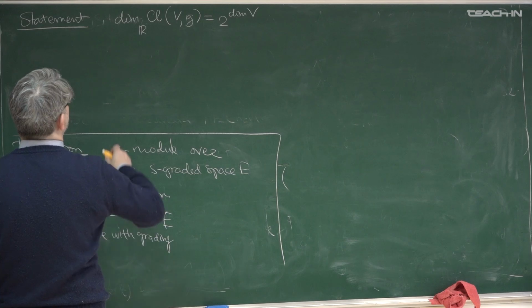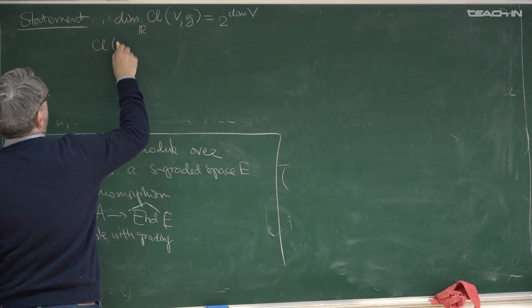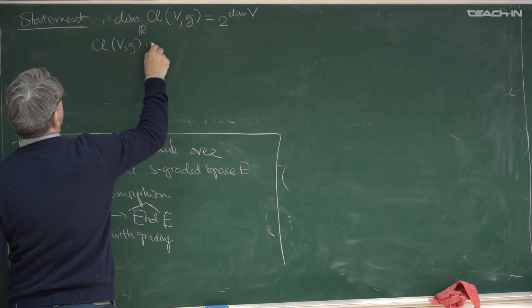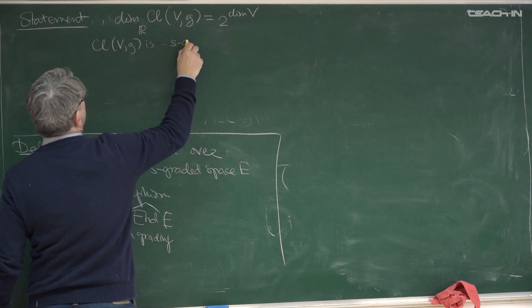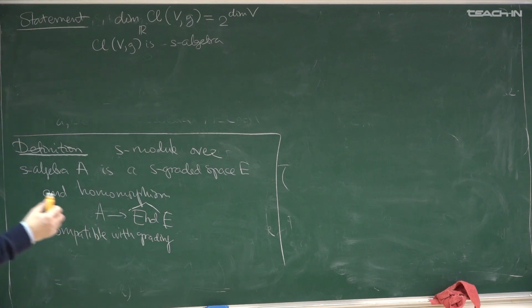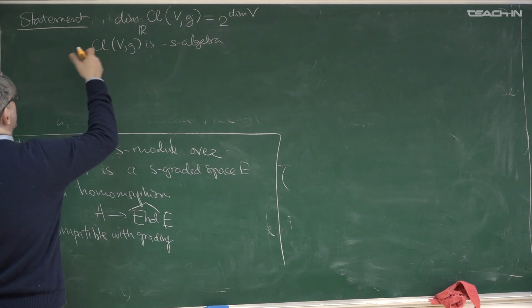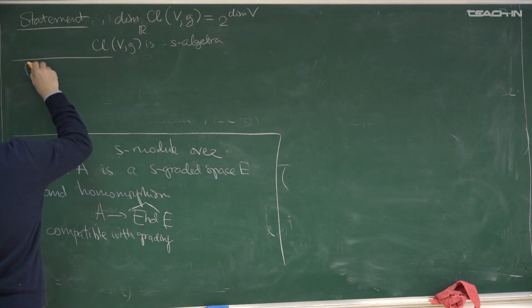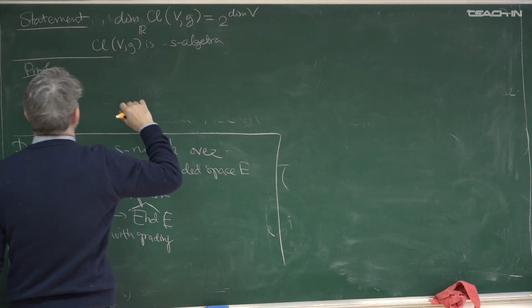Well, I forgot to say that Clifford is an S algebra, so it's graded. So when I speak about this algebra, I will speak about grading also. It is Z2 graded, so it has even elements and odd elements. Proof. To introduce grading here is not a very difficult task.